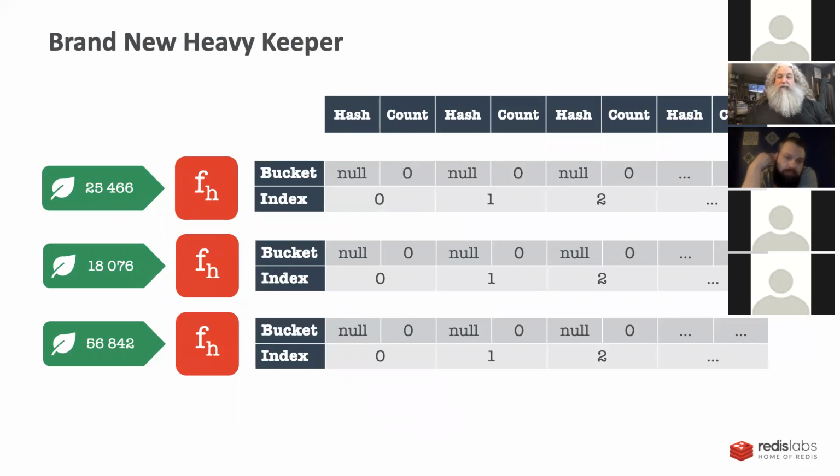And so when you get a brand new heavy keeper, everything's null and all the counts are 0. Here we've got just three arrays, and I'm showing them as being n wide.